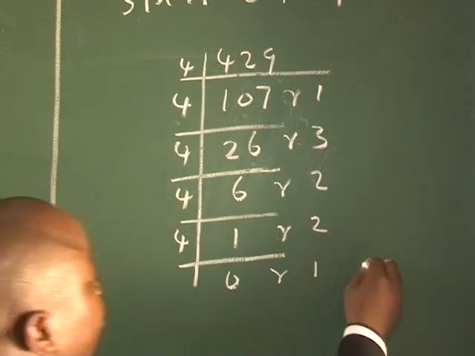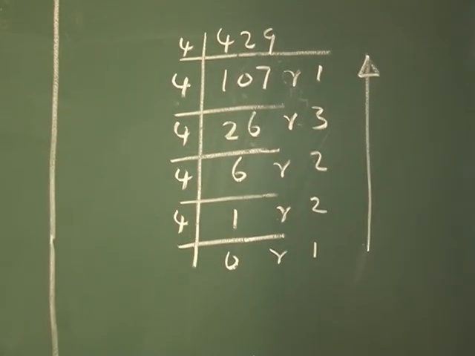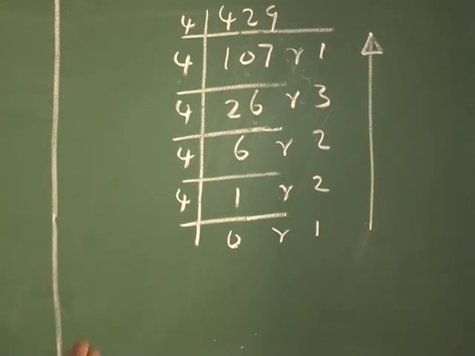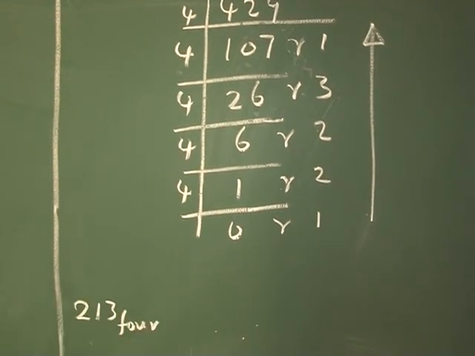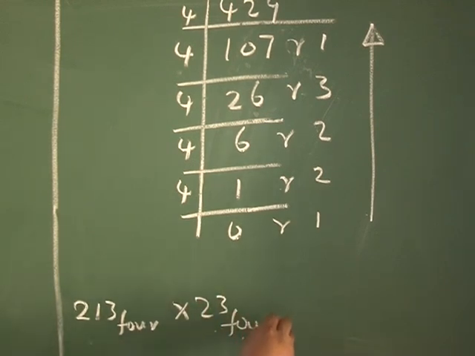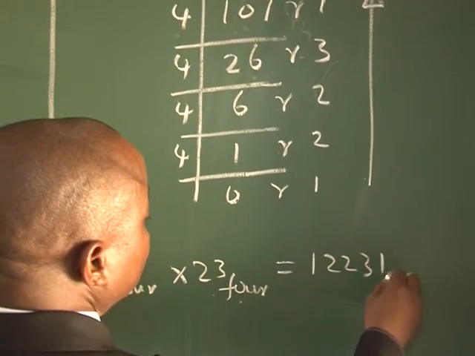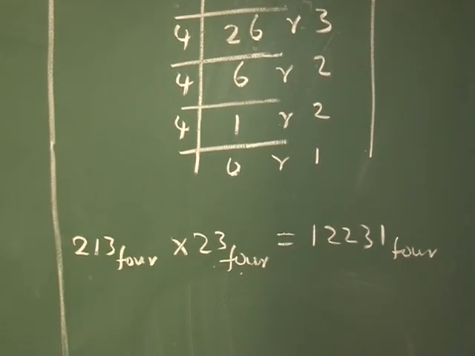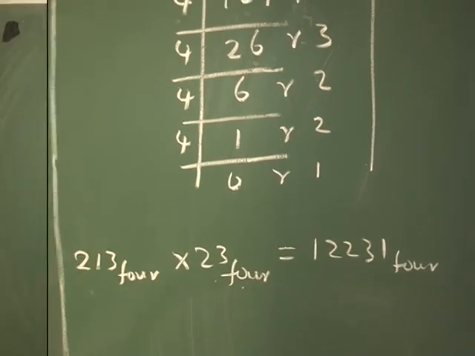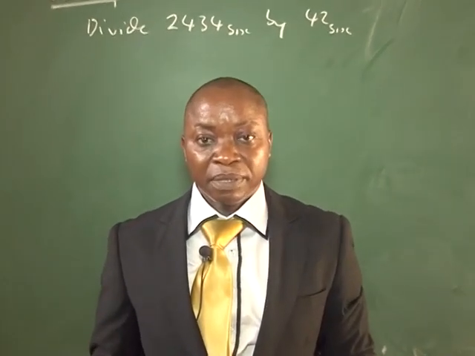Now, taking from down to up, we have that 213 in base 4 times 23 in base 4 will be equal to 12231 in base 4. So that is how multiplication is done. It's very easy. The next subtopic is division of number base.